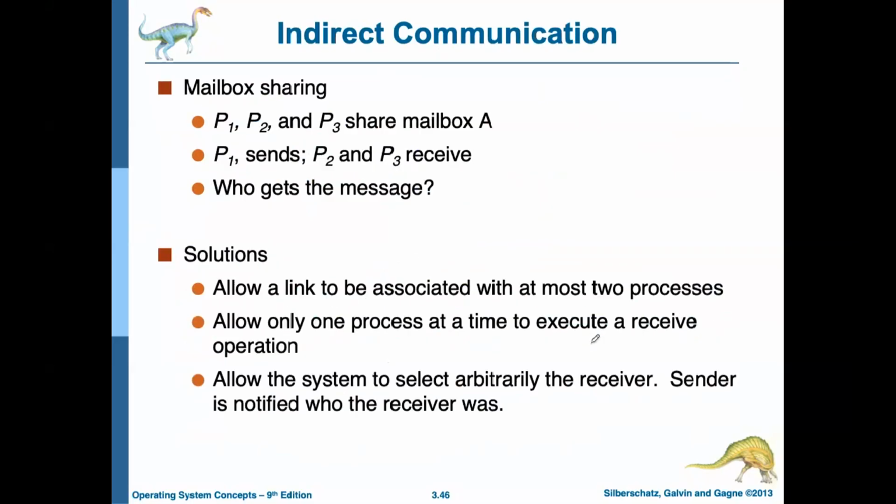Mailbox sharing. P1, P2, and P3. P1 sends, and P2 and P3 receive. Who gets the message? Solutions: allow a link to be associated with at most two processes; allow only one process at a time to execute a receive operation; allow the system to select the receiver arbitrarily. The sender is notified who the receiver was.